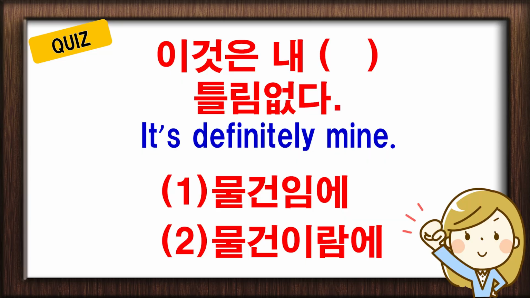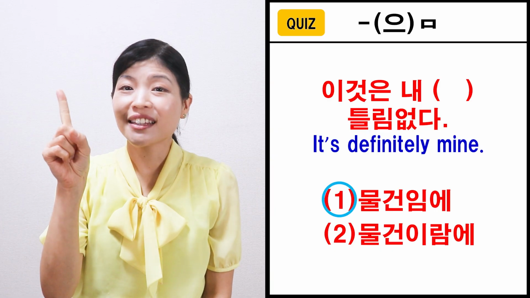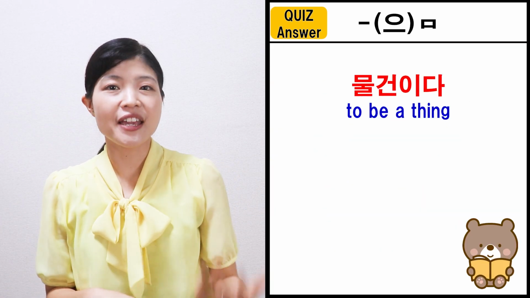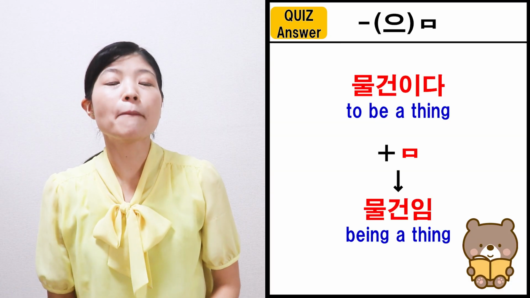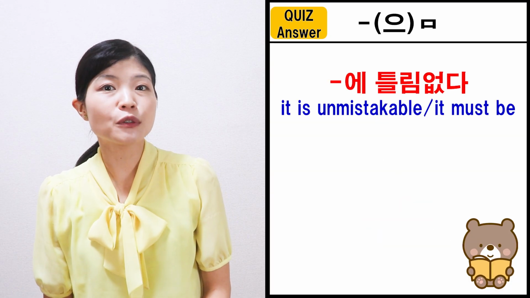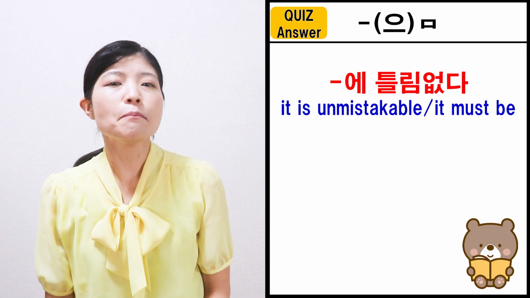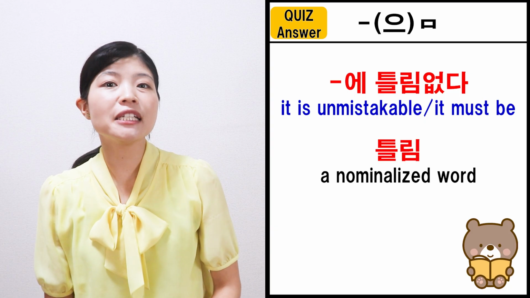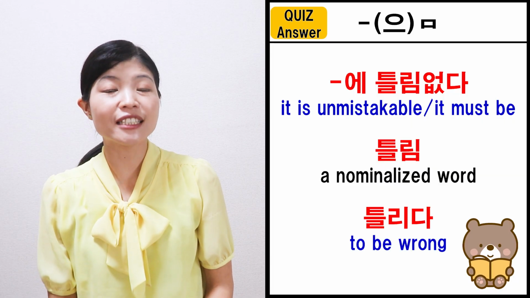The correct answer is number 1. 물건이다 means to be a thing. You add 미음 to the stem to make 물건임, being a thing. This is followed by the phrase 틀림없다. It is unmistakable. It must be. And 틀림 is also a nominalized word. It came from the word 틀리다, to be wrong.